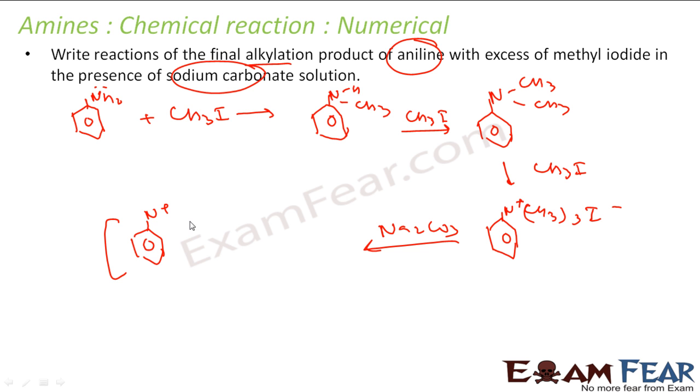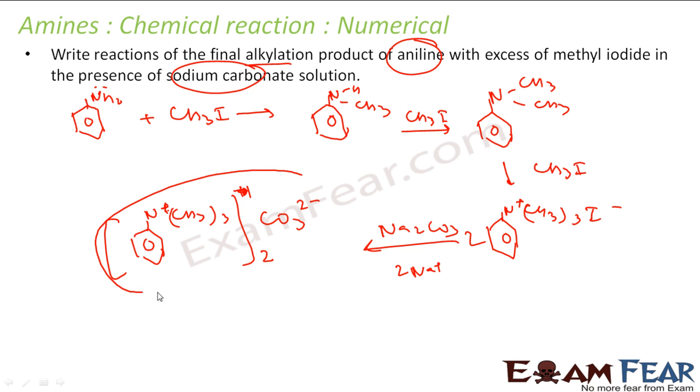N+(CH3)3 will be intact. This will be whole with the plus. So two of these will be required, because Na2, right? So two Na+ will react with two of these I-. It will become 2 NaI, and two of these will react with CO3 2-. This plus into 2 is plus 2 and minus into 2 is minus 2. Plus 2 and minus 2 total is 0. This is a neutral compound.